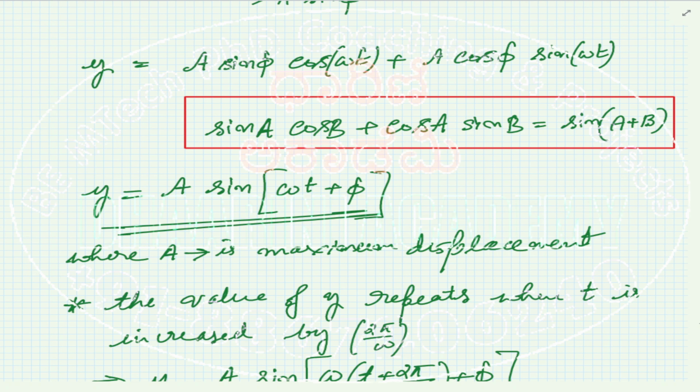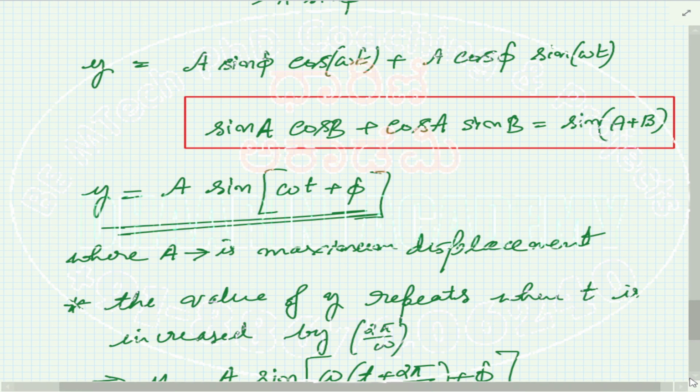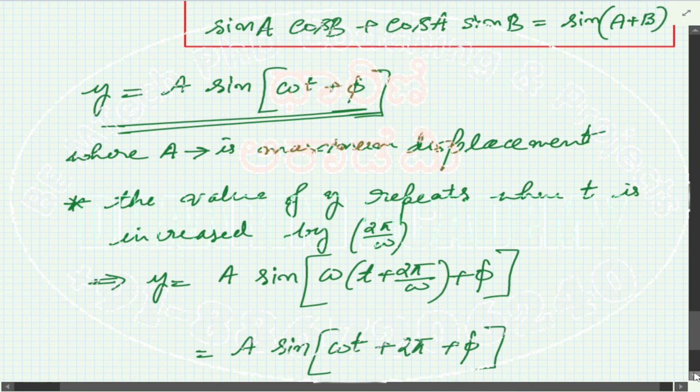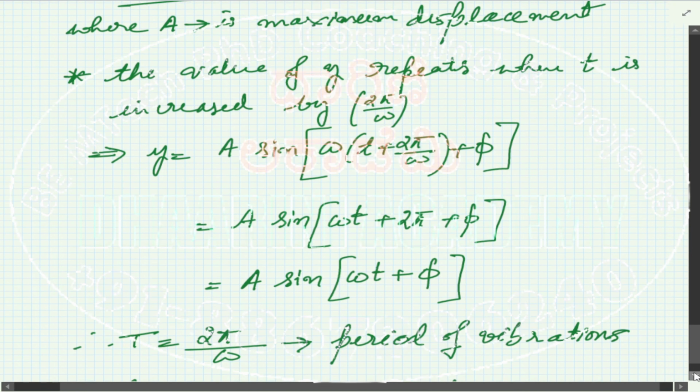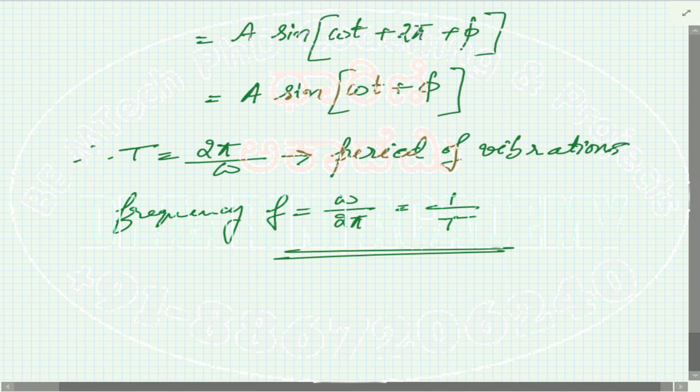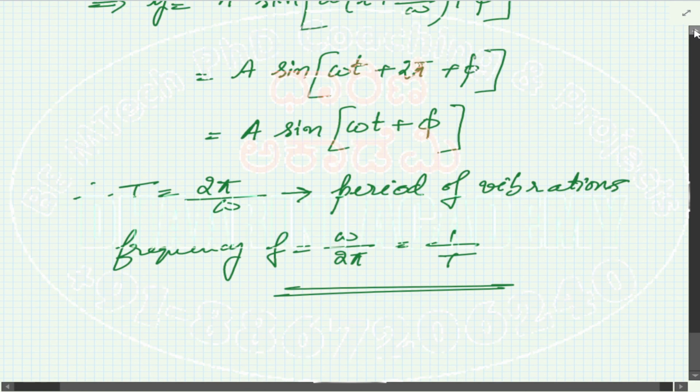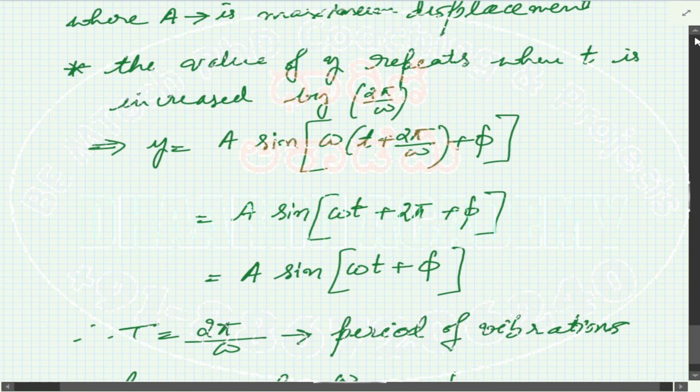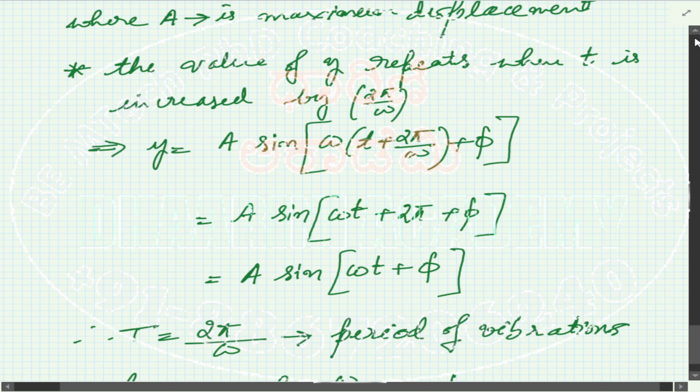Then the next value is, if we repeat the wave, we can observe that all the components of this particular waveform will repeat after some time. So the value of y repeats when you increase t by 2 pi by omega. So let's just verify that. We write y is equal to sine of, see the original equation, omega t plus phi.